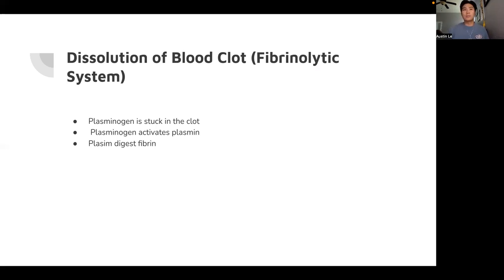So if you have a bruise, the bruise will go away in no time due to our plasmin eating away the fibrin, so the color is not sitting out there or our vessel just stuck.